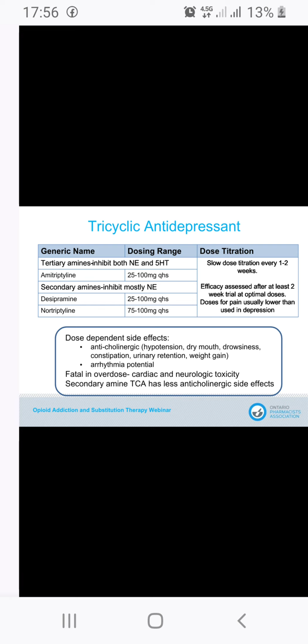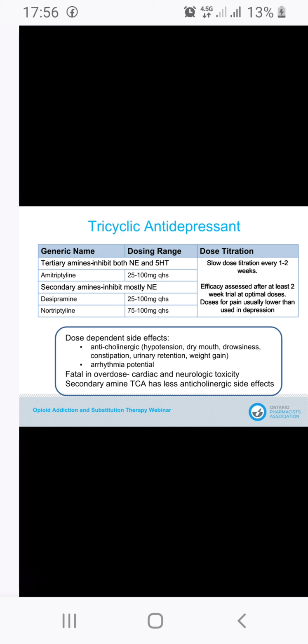Dose-dependent side effects are mainly anticholinergic, so very drying drugs, as well as there's arrhythmia potential and QTc prolongation potential. So very important to do your drug interaction check and to make sure patients with underlying arrhythmia are not started on these agents. These can be fatal at overdose, so I would say it's got a narrow therapeutic range, particularly from a cardiac and neurologic perspective.